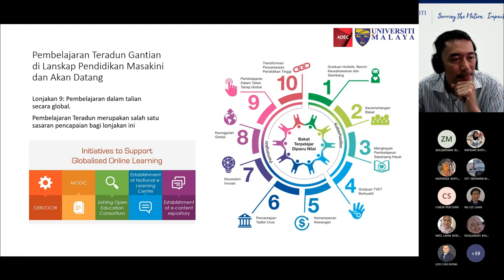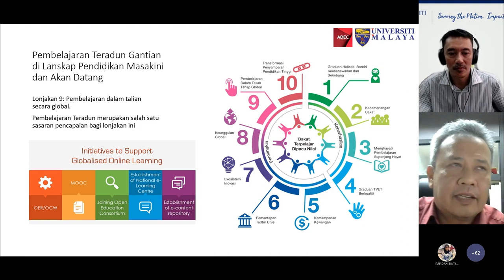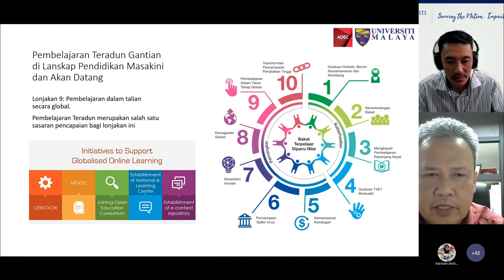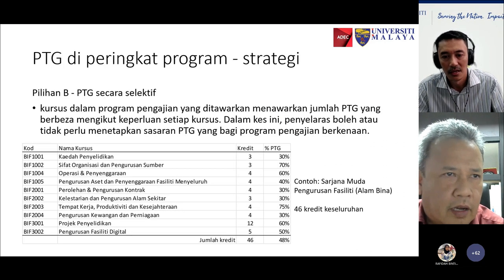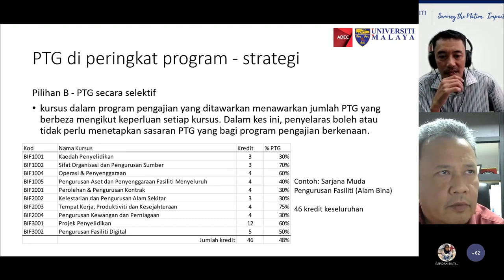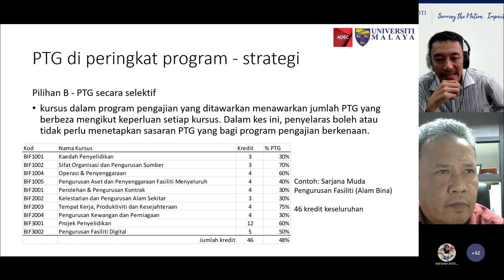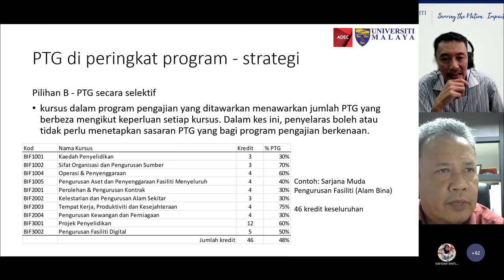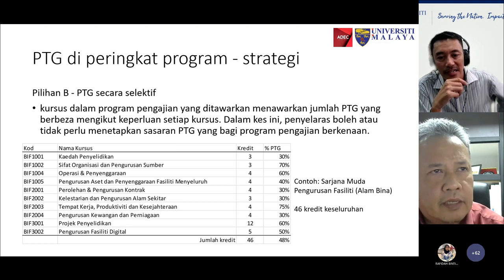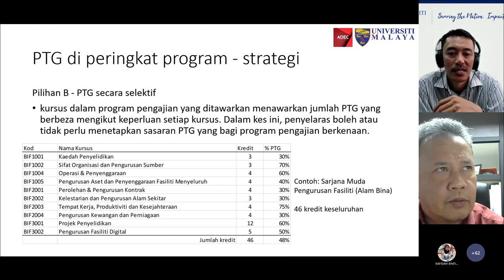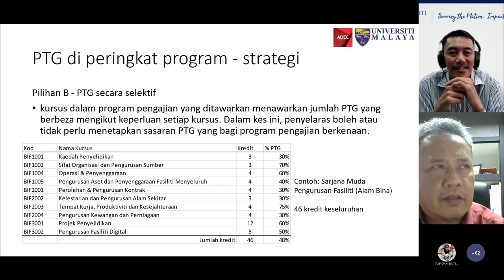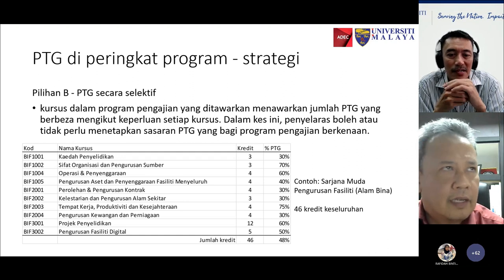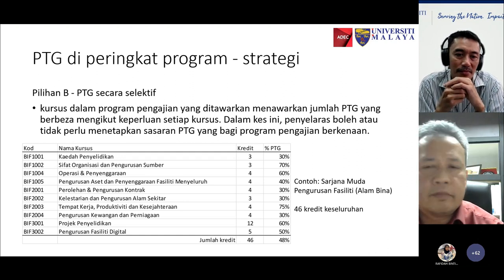Yes, Prof. Zul. Dr. Zahir, about your last slide, the previous one that you mentioned. I'm just curious about option B. How did you get this 48% overall? Oh, so you calculate based on credit? So meaning 30% of the 3 credits is like 1 credit. Because for PTG we calculate credit hours. Right. So you have to calculate as such, and then from there you get the 48%. Okay, all right. Thank you.